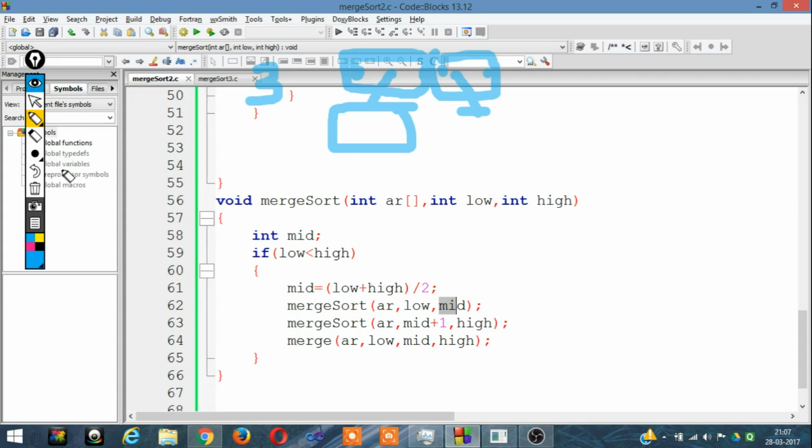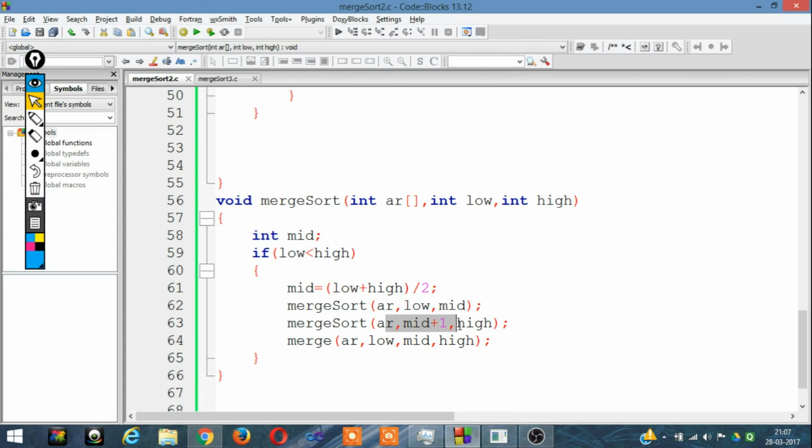In this way I am breaking the array into two subarrays, and calling the merge sort function on each subarray. After these two lines are executed, I am sure that these two subarrays are sorted. Now we have to merge these two sorted subarrays, so I call the merge function.